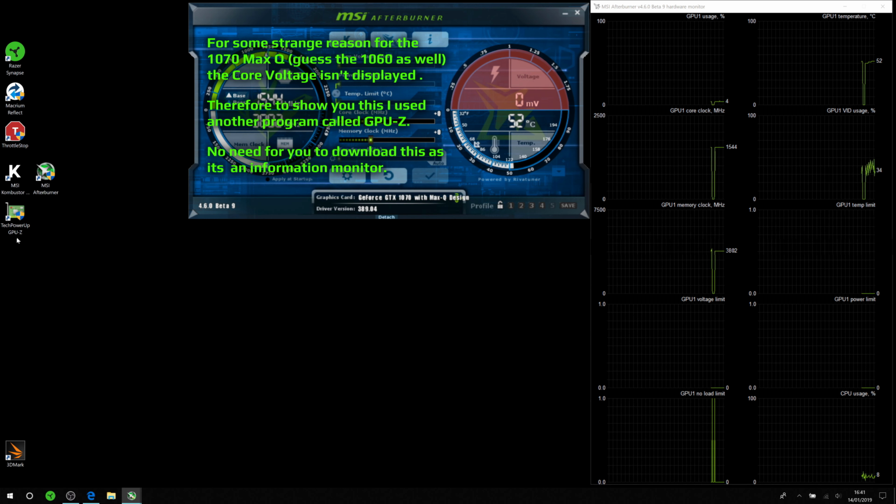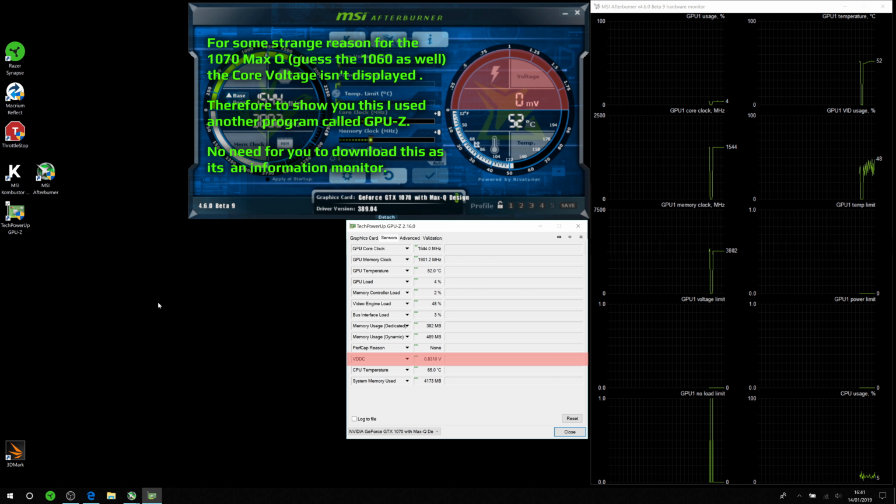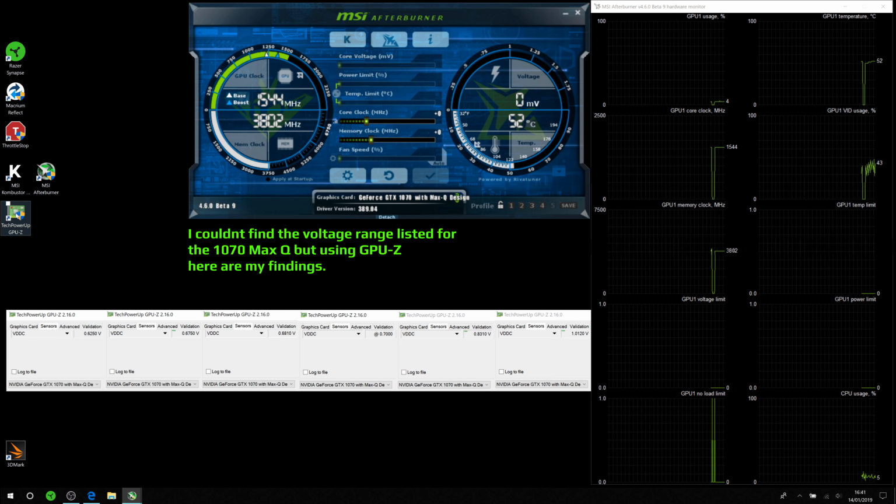For some strange reason, for the 1070 Max-Q, and I guess the 1060 as well, the core voltage isn't displayed. Therefore, to show you this, I use another program called GPU-Z. There's no need to download this as it's an information monitor. A lot of work goes on behind the scenes for me to find information about these cards, and I couldn't find the voltage range listed for the 1070 Max-Q. But using GPU-Z, here are my findings.